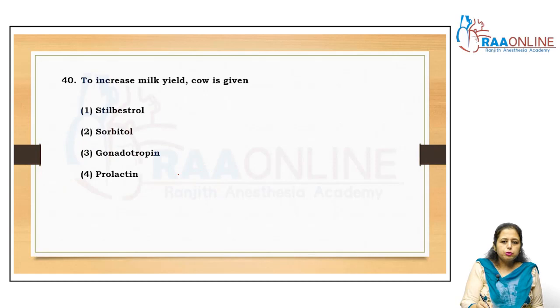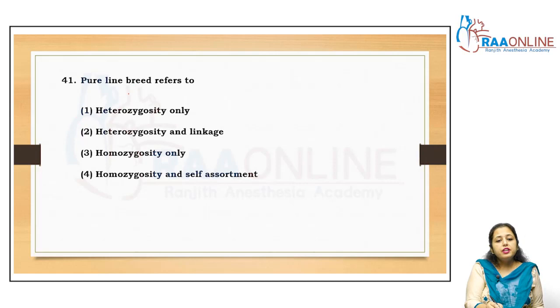Come to the next. To increase the milk yield, cow is given stilbestrol. This is a direct question of pre-medical, right? Stilbestrol tablet is given to cow to increase milk yield. Pure line breed refers to heterozygous, no. When we talk about the pure line, homozygosity is there, so heterozygous options are cancelled. Self-assortment, no. So pure line breeds refers to homozygosity only.